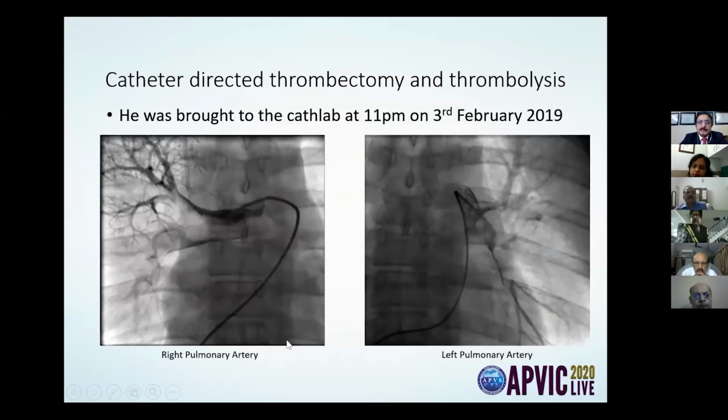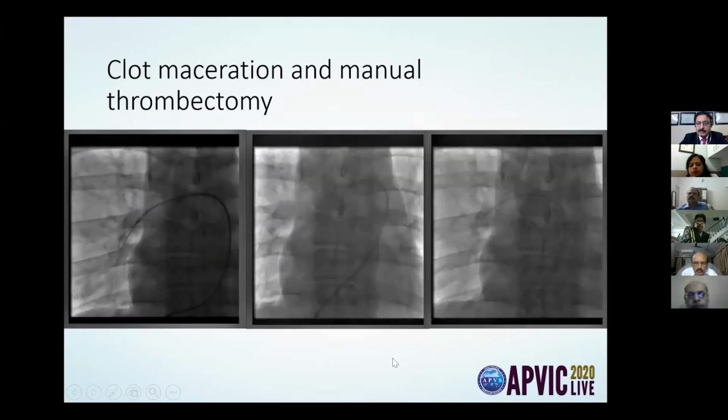If you see what we did, we got a multi-purpose catheter into the main pulmonary artery and did a selective angiogram. You can see huge chunks of clot in the right and left main pulmonary arteries, and there is almost nothing flowing down on the right inferior and the right upper, middle, and lower lobe pulmonary arteries. This is the left pulmonary angiogram. You can see the lingular artery is almost choked with clot. The upper lobe as well as the lower lobe is choked with the clot.